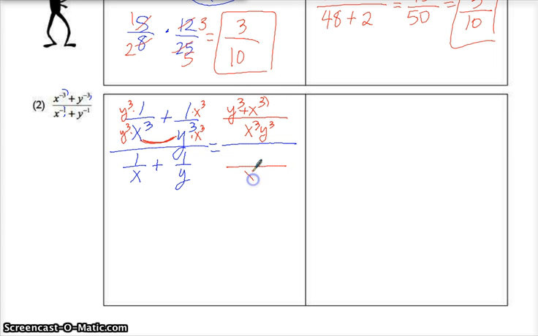My denominator, my common denominator in the bottom part of the fraction is xy. So what am I missing from this first fraction? A y. The second fraction, I'm missing the x. So I get 1y plus 1x. Okay, well now if I take a fraction and divide it by a fraction, I have to multiply by the reciprocal of this right here, the bottom part of the fraction. So my numerator is y cubed plus x cubed.